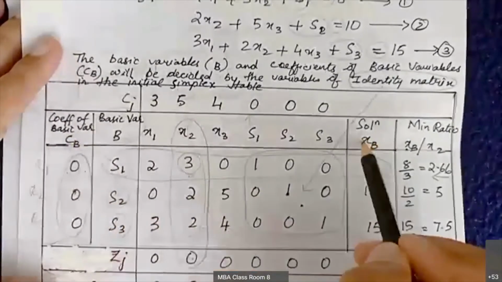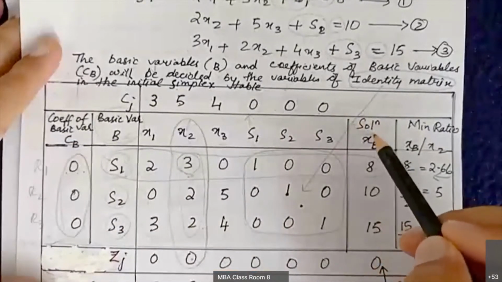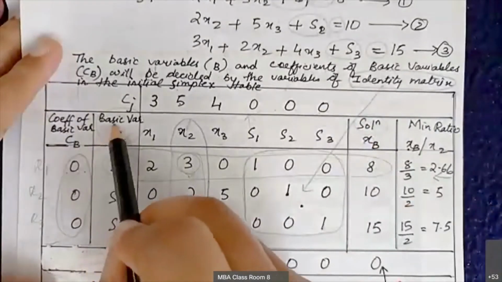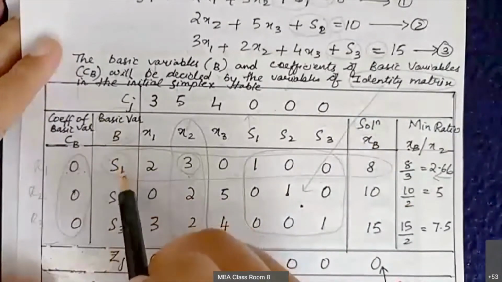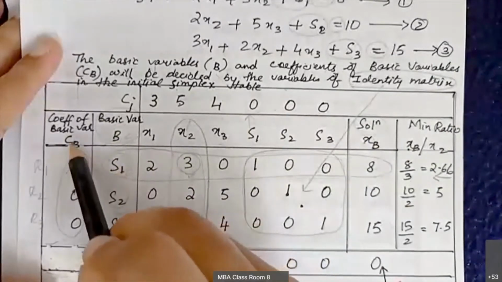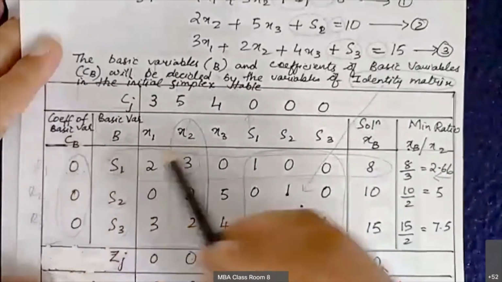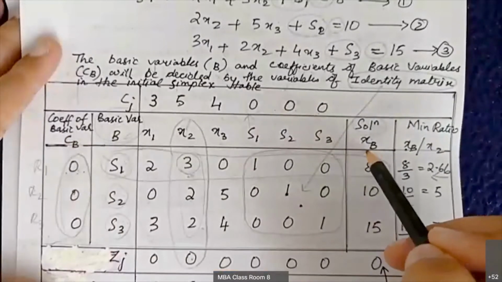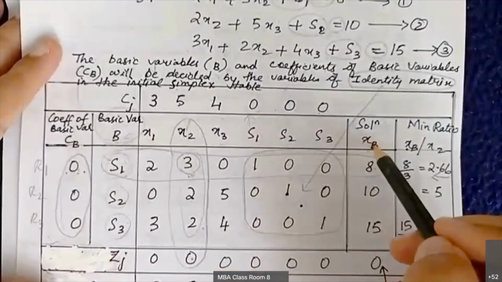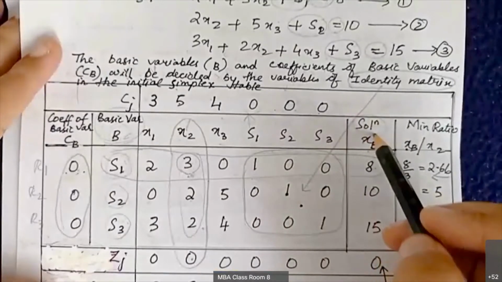Now what is XB? XB is also called as a solution. This is actually the value of basic variable. This is basic variable. It is represented as S1, S2, S3. The coefficient of the basic variable is represented by CB, which is in this case 0, 0, 0. And XB is the value of this basic variable. It is also called as the solution. Okay, so we'll go further.